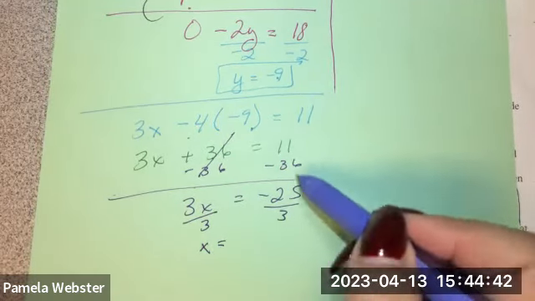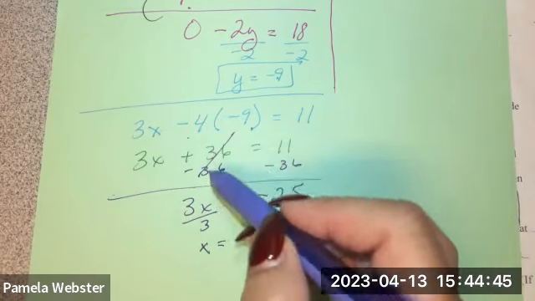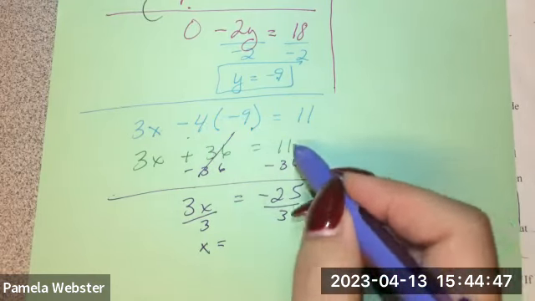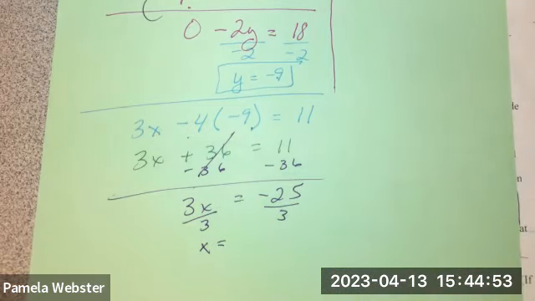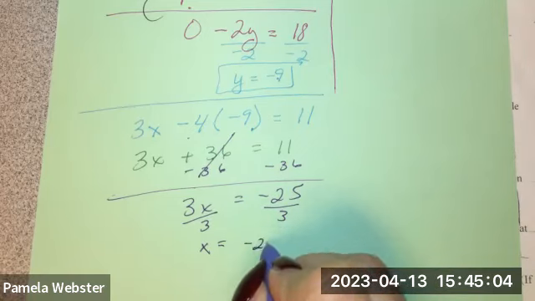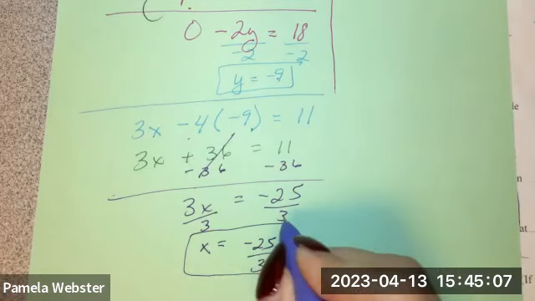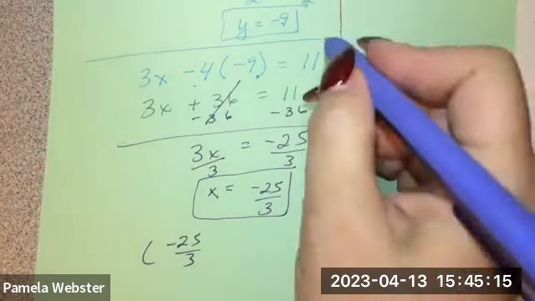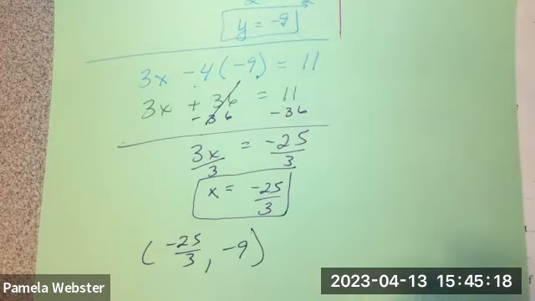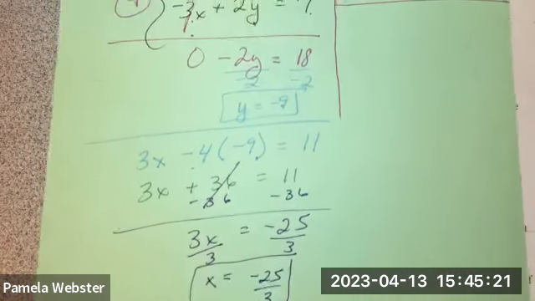So unless I did this math wrong, 36 minus 11 is 25. It's negative. So I think I'm right on the math. So just check me and see, but I'm pretty sure it's right. I'm surprised it's not a nice round number, but yeah. So I'm just going to leave it as negative 25 over 3. And so I have a solution, right? The x value is this negative 25 over 3. And my y value is negative 9. Okay. So that's kind of the idea of it.